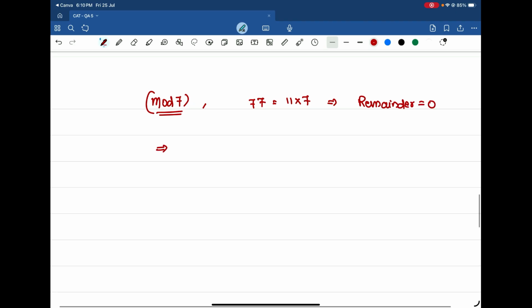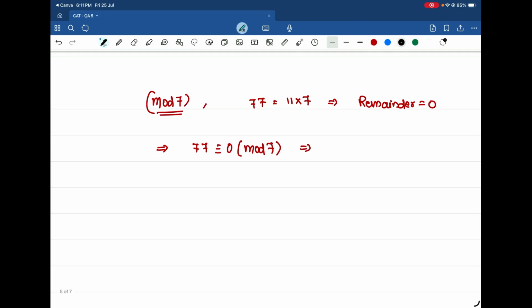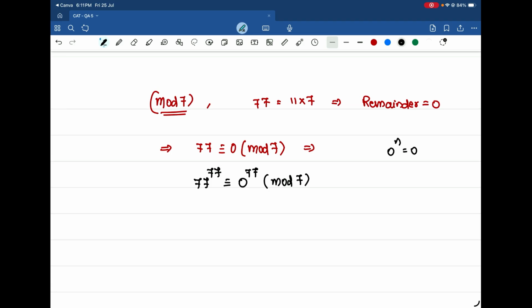That implies 77 is equivalent to remainder 0 mod 7. Do you agree? Because 77 is divisible by 7. It implies when you raise it to any power, 77 to the power of 77 is equivalent to 0 to the power of 77 mod 7. 0 to the power of n is equal to 0. This implies 77 to the power of 77 is equivalent to 0 mod 7.